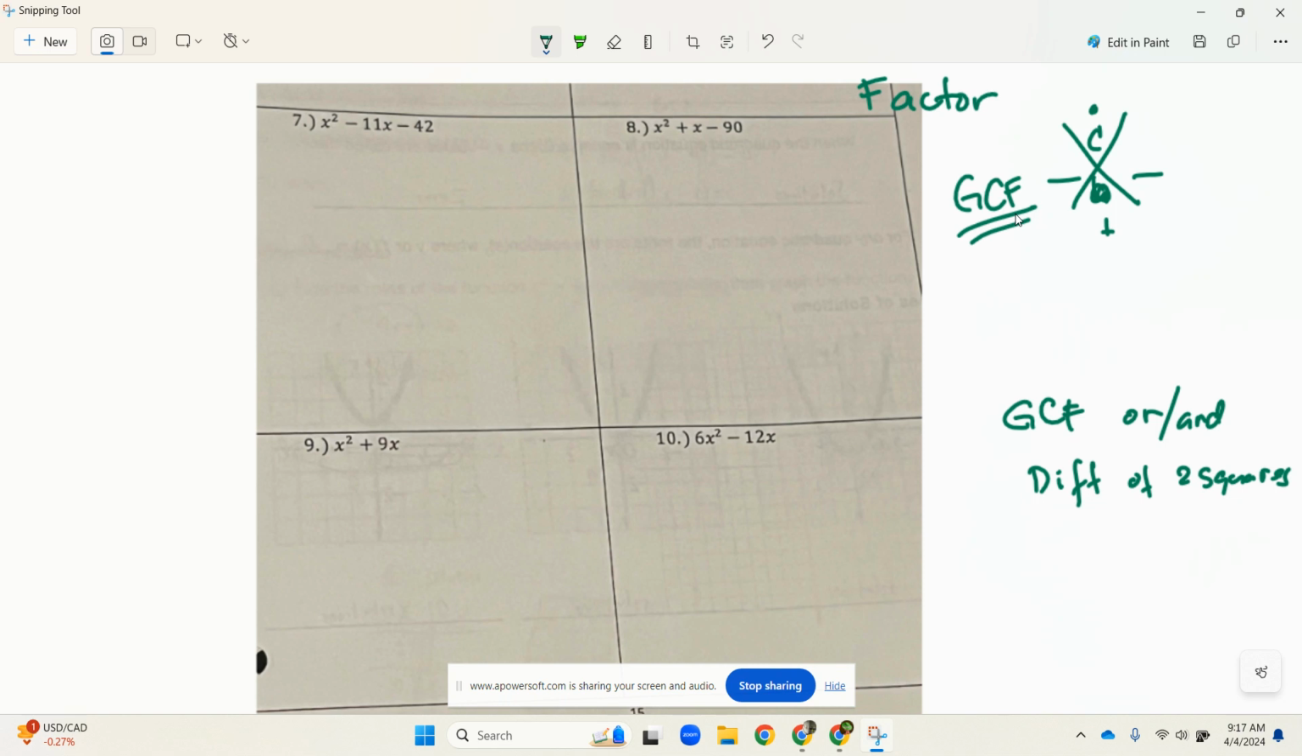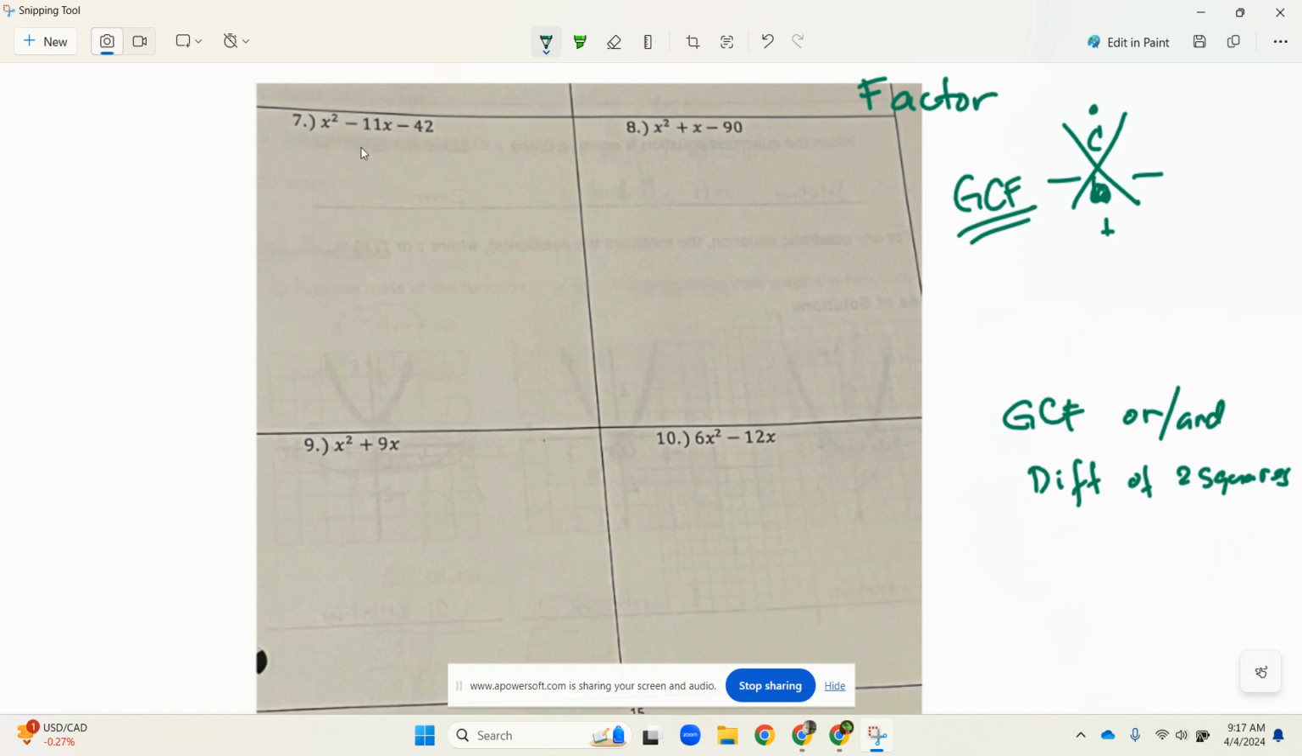All right. But before you start working, just have it in the back of your brain that if it's a trinomial, GCF first, and then see what the AC method gives. And if it's a binomial, GCF first, and then see if it's a difference of two squares. All right. Okay, so let's look at number 7.